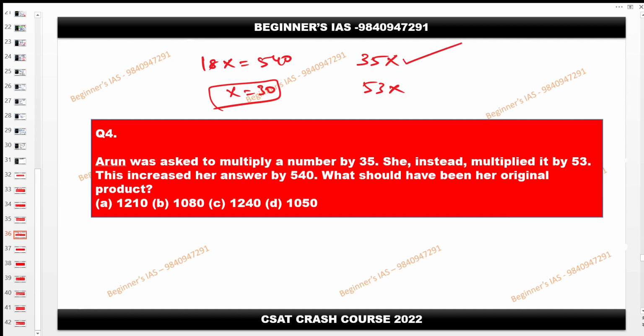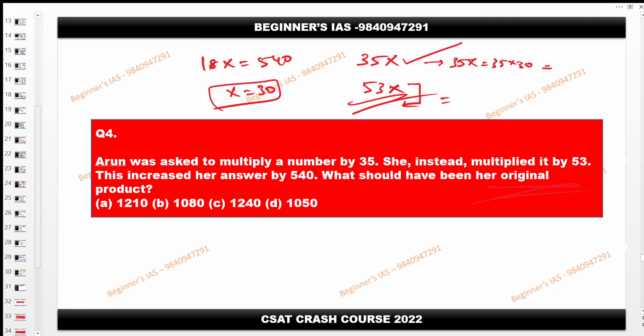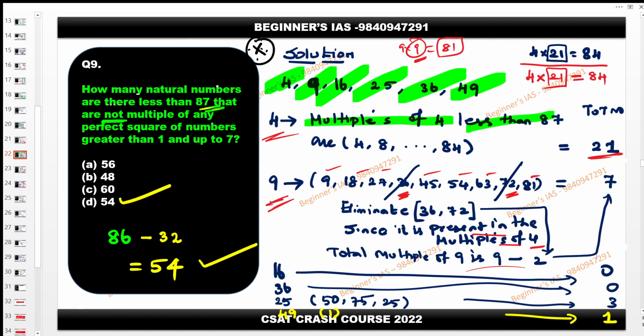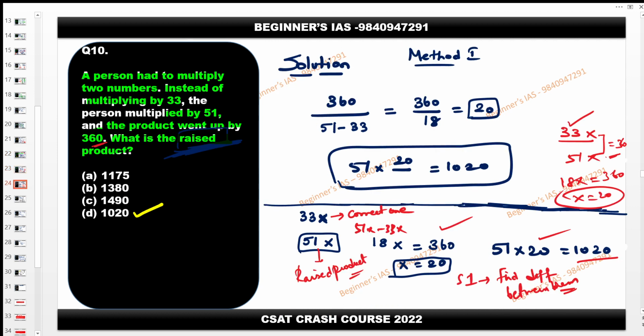But the question is, this is the original one, this is the raised one. Check with the question now. The question is dealing with the original product. Then what you need to find out? 35x. 35 into 30. Clear? But if the question is dealing with the raised product, then you have to multiply with 53x. Clear? The difference between these two? Okay. Fine. This one done. Next one.